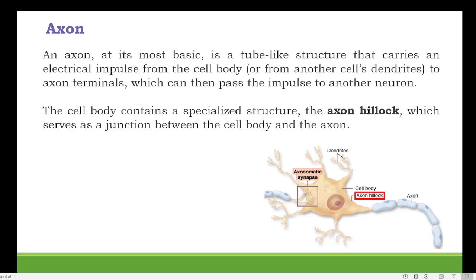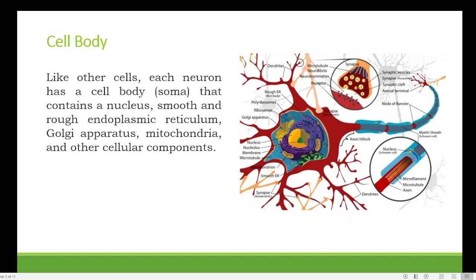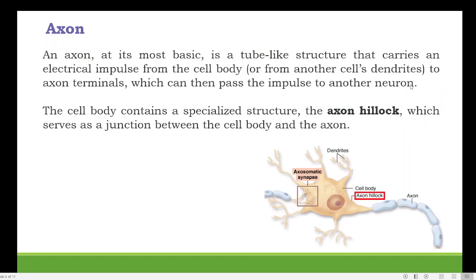So an axon, at its most basic, is a tube-like structure that carries electrical impulses. Electrical impulse simply means electrical messages from the cell body to the axon terminal, which then passes the impulse to another neuron. So what we are seeing is that this dendron, this cell body, will be sending some messages. This sending out of messages, or transferring messages to another cell body, is through this long tube known by the name axon. And the ends of the axon are known as axon terminals. That you can also see here.